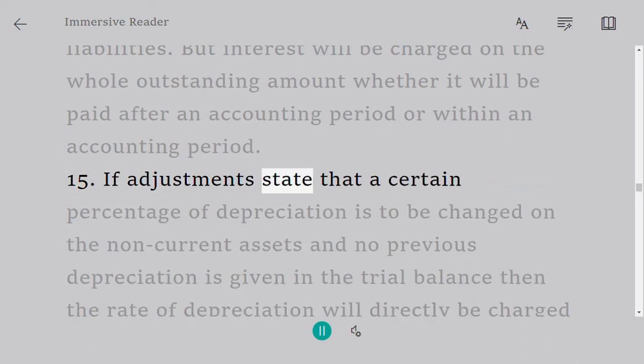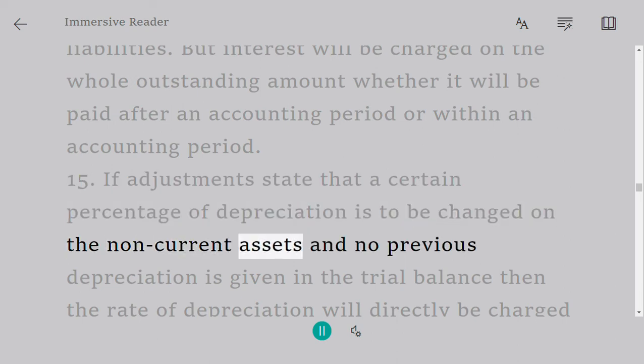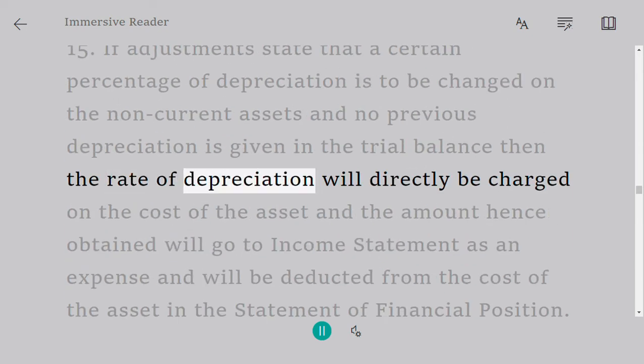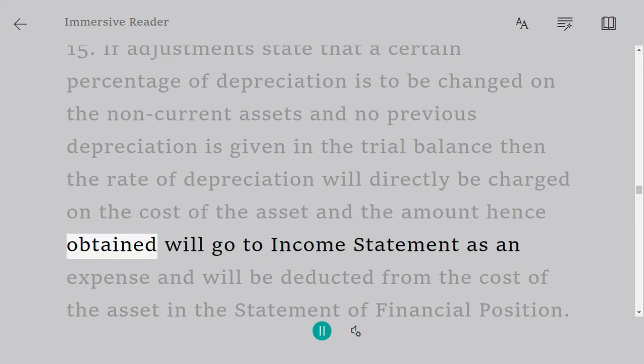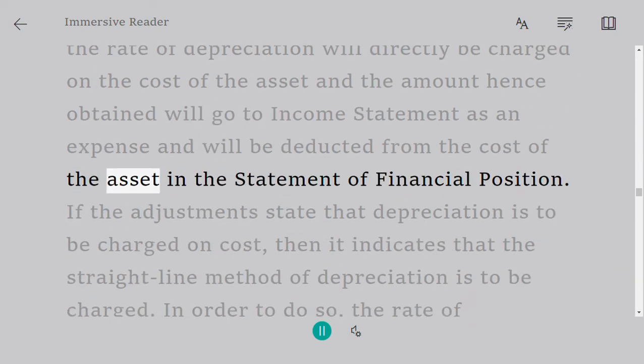15. If adjustments state that a certain percentage of depreciation is to be changed on the non-current assets and no previous depreciation is given in the trial balance, then the rate of depreciation will directly be charged on the cost of the asset, and the amount hence obtained will go to income statement as an expense and will be deducted from the cost of the asset in the statement of financial position.